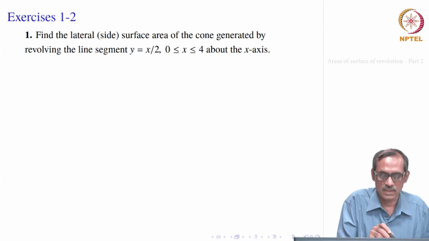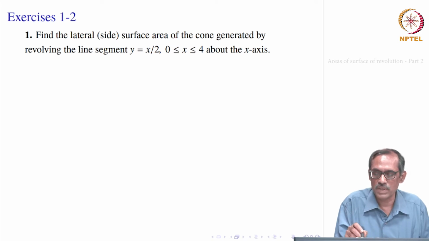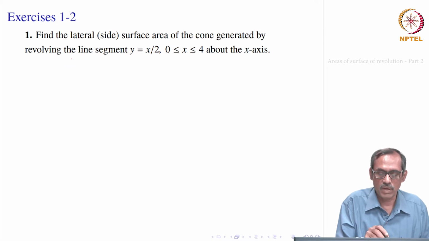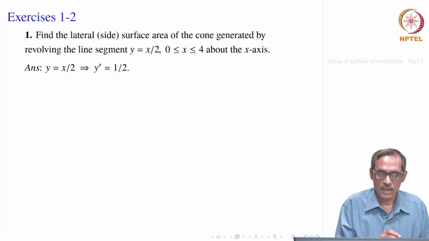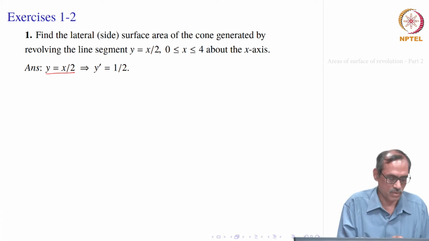So, let us take the first exercise. Here we want to find the lateral surface area of the cone generated by revolving the line segment y equal to x by 2, x varying between 0 and 4, about the x axis. So, we need a function y equal to some function of x. It is already given, y equal to x by 2. We differentiate it, we get y prime equal to half.